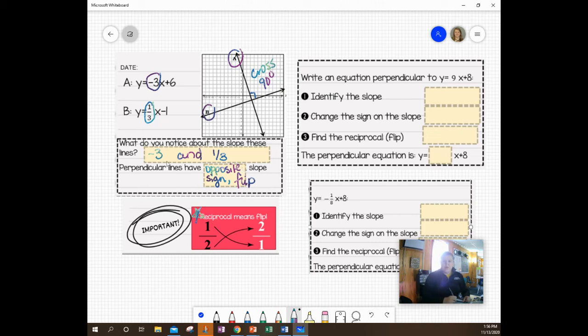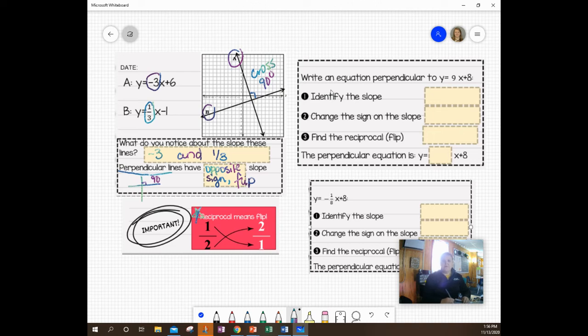So when we have two lines that have that type of relationship with their slope, where they have opposite signs and are reciprocals of each other, we call those perpendicular. And again, remember, perpendicular lines are going to cross at that 90-degree angle.